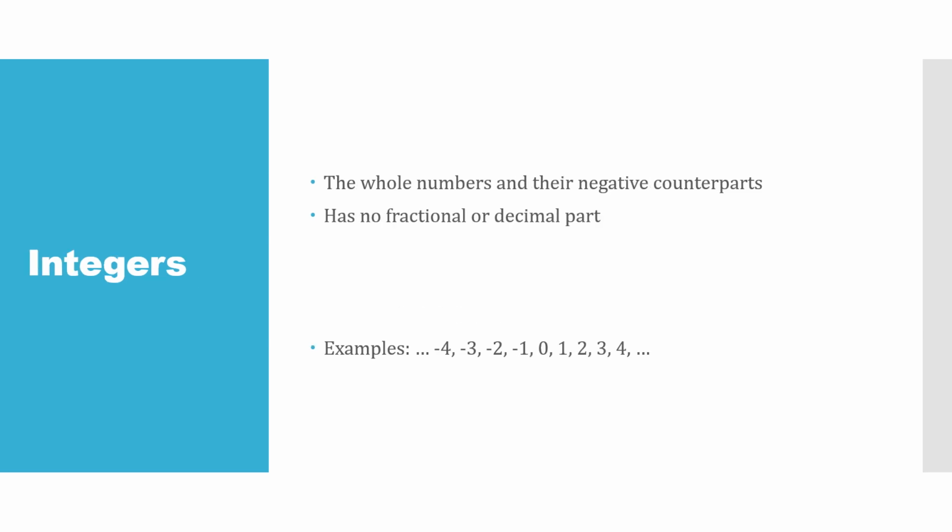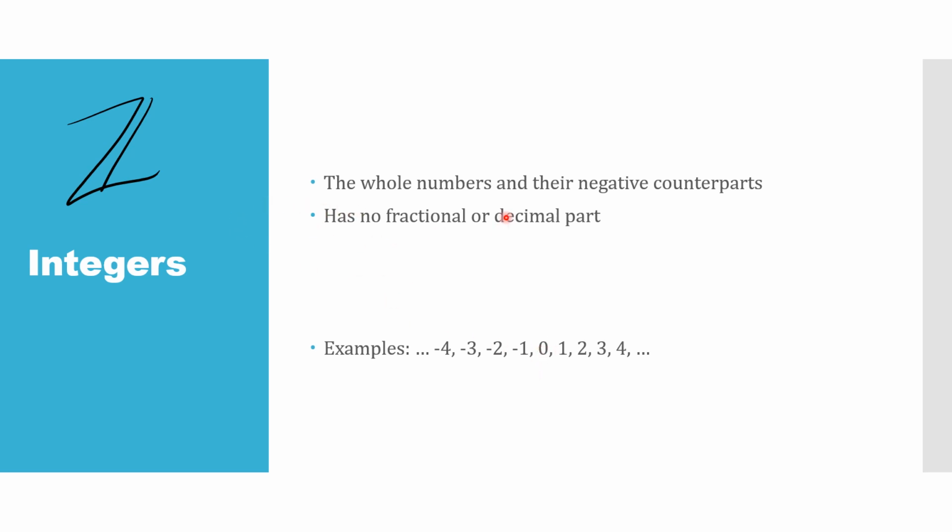Next, we have the integers. I forgot to put the symbol on the last one, but integers is the letter Z with the extra line in it. All right, so the integers are going to be the whole numbers and their negative counterparts. So that's going to be like 1 and negative 1, 2 and negative 2, 3 and negative 3. And don't forget, whole numbers also include zero. So you can see we've got zero in here as well.